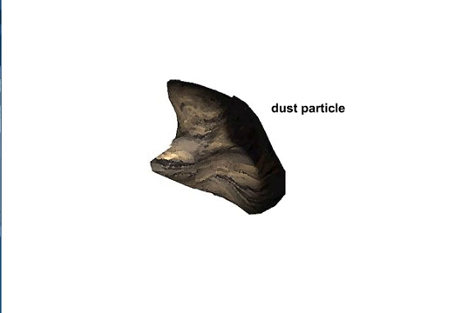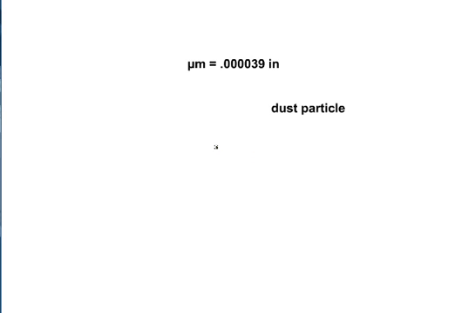Micron is the designation used to describe particle sizes or clearances in hydraulic components. A micron is equal to 39 millionths of an inch. To put this into perspective, the smallest dot that can be seen by the naked eye is 40 micron.